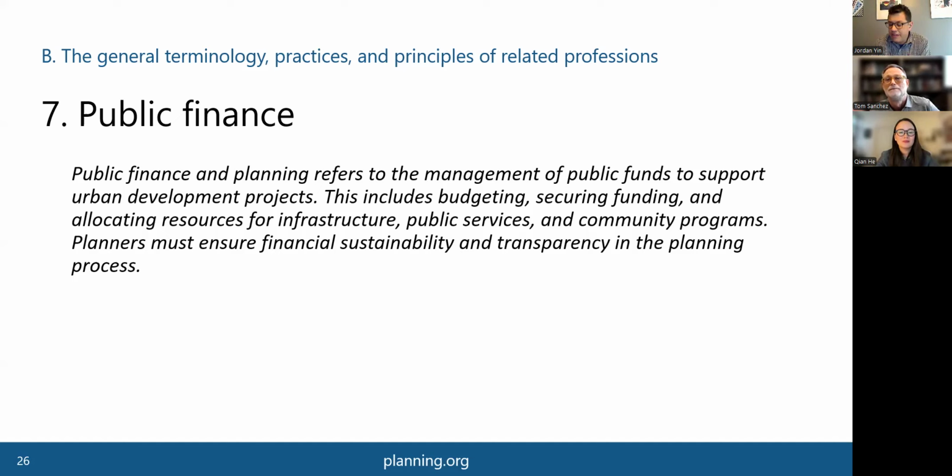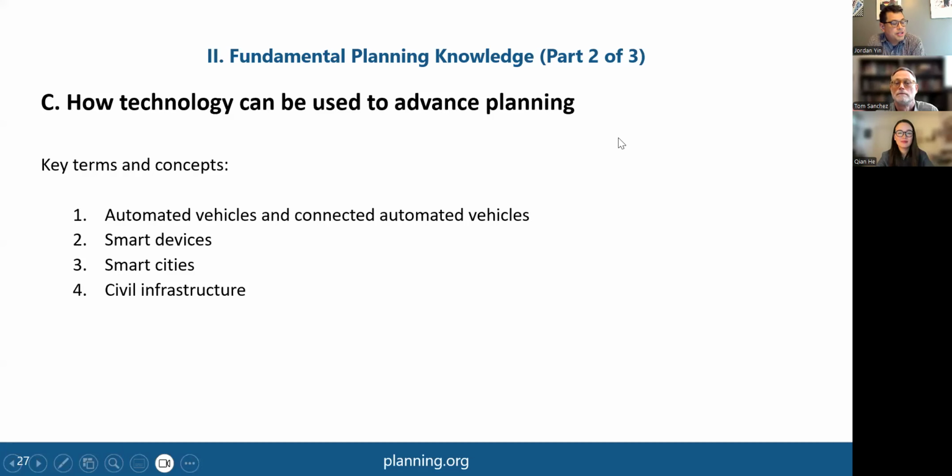Well, that brings us to the end of this section, and our next section will start to get us into the technology elements. Section C, how technology can be used to advance planning. That's the actual phrase that appears on the outline. There are a couple of things here, some of which are in fact new to the outline. But as technology evolves so quickly, there are some things that may seem like they're missing. One: automated vehicles and connected automated vehicles, smart devices, smart cities, and civil infrastructure.